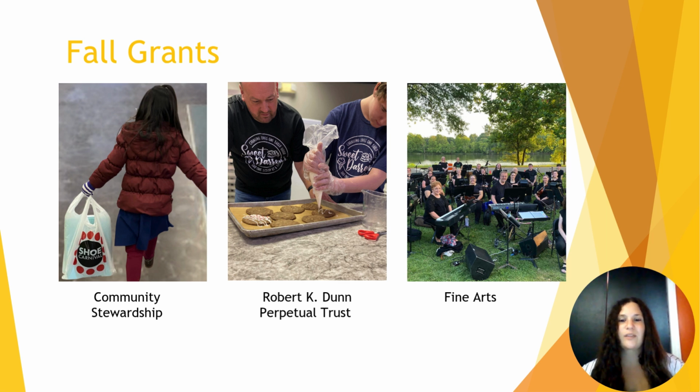So there are three grants in the fall grant cycle. Each has its own separate application. That is the Community Stewardship Fund, the Robert K. Dunn Perpetual Trust, and the Fine Arts Fund, and each has its own specific set of eligibility criteria and its own application to apply. And we're going to go into each of those a little bit deeper.